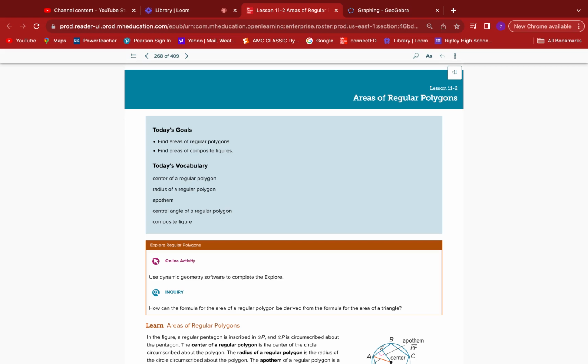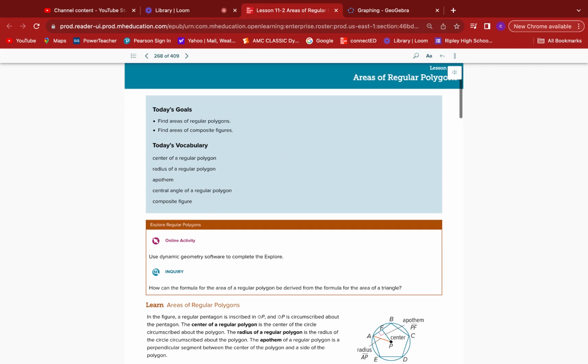We're finding the area of regular polygons. Regular means that all of your sides are equal in measure and all of your angles are equal in measure. They're all congruent to each other. We're going to look at the center of a regular polygon, which is going to be called the central angle. We're going to look at the radius of it. But the radius and the apothem are not the same thing, so students do need to be aware of that. The radius and the apothem, not the same thing.